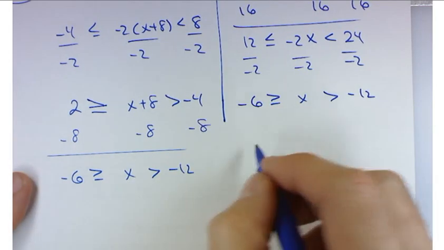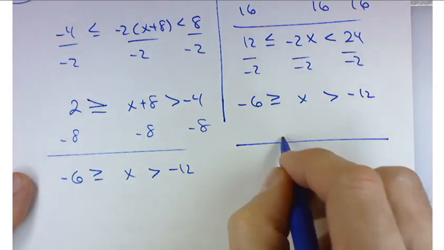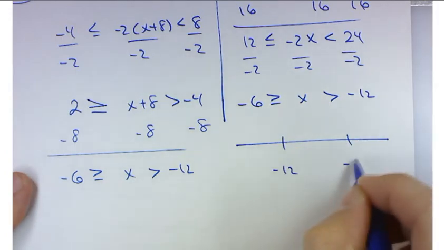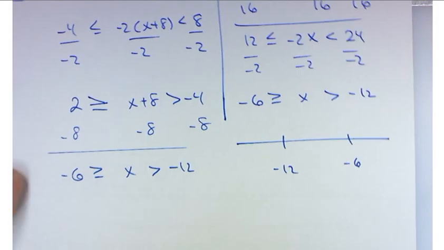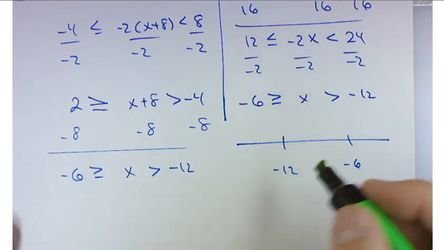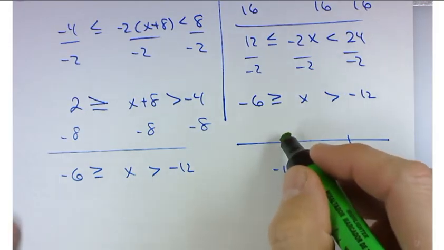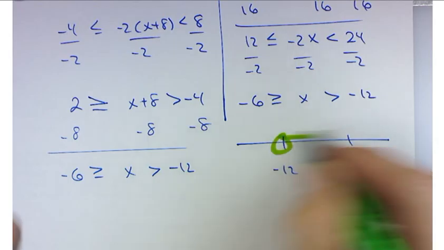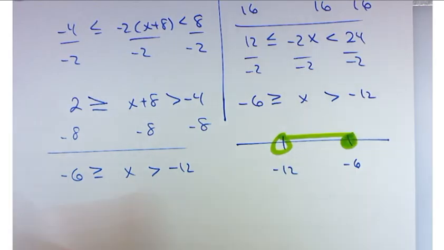Let's look at this graphically. I've got 2 points, negative 12 and negative 6. What kind of dots or hollow dots am I going to use when I graph this? Good. Where's the hollow one go? Negative 12 to 6. So there's your inequality. There's your graph. See if you can't write the interval. Carefully choose brackets and parentheses.